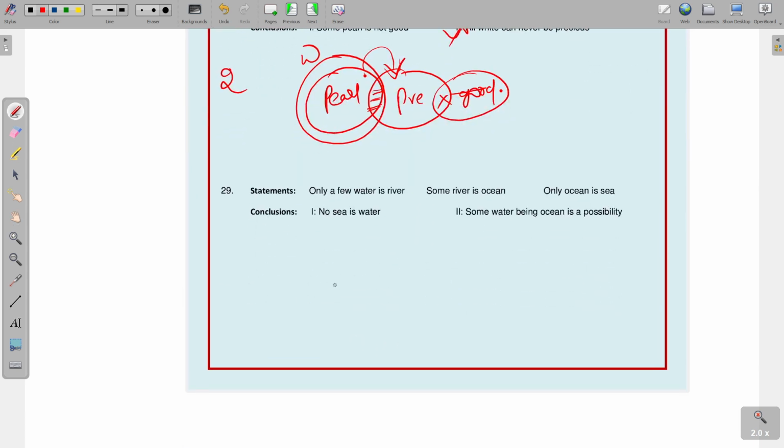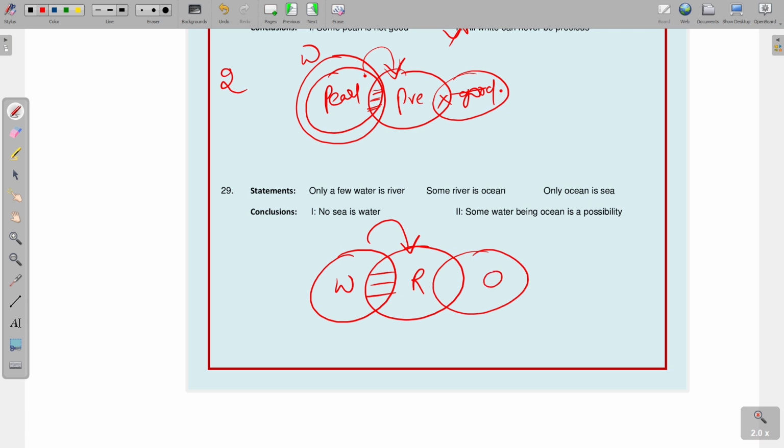Next, only a few water is river. Some river is ocean. Only ocean is sea. No sea is water, so sea here and water here definitely follows. Why? Because sea is only related to ocean. Next, some water being ocean is a possibility, so water here and ocean here, so that possibility definitely follows. Both 1 and 2 follow.